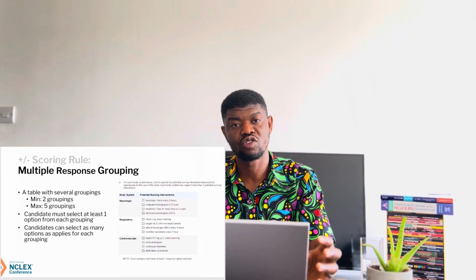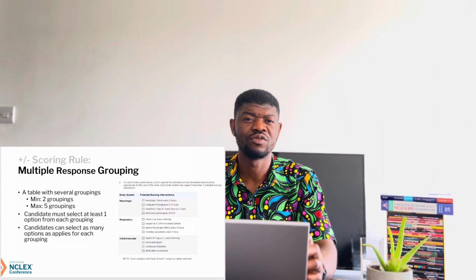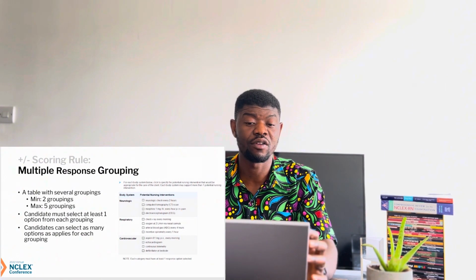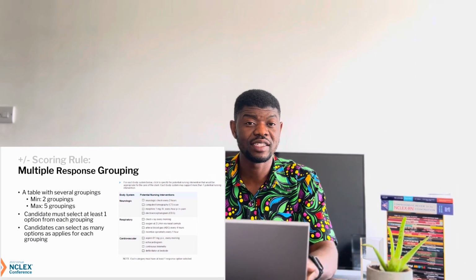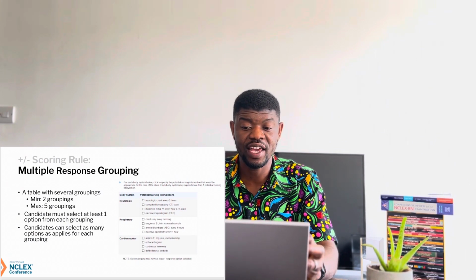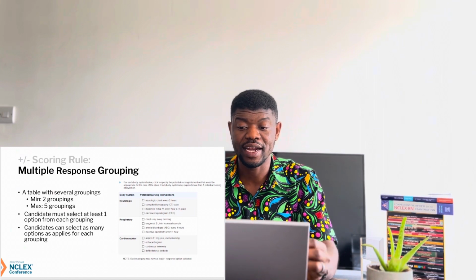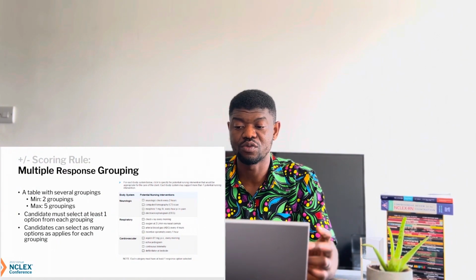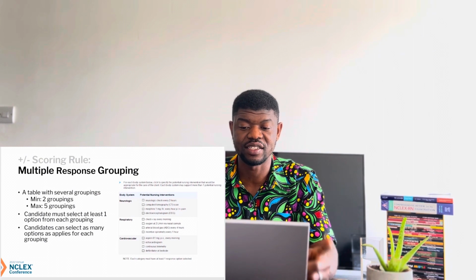So we've got the multiple response grouping, which is also following the plus or minus scoring rule. I'm just going to read this example for us and then we'll go through it and see how this works. It says, for each body system below, click to specify the potential nursing interventions that would be appropriate for the care of the client. Each body system may support more than one potential nursing intervention.